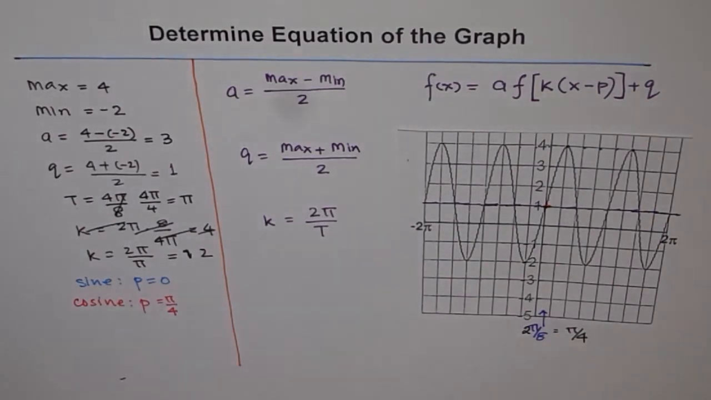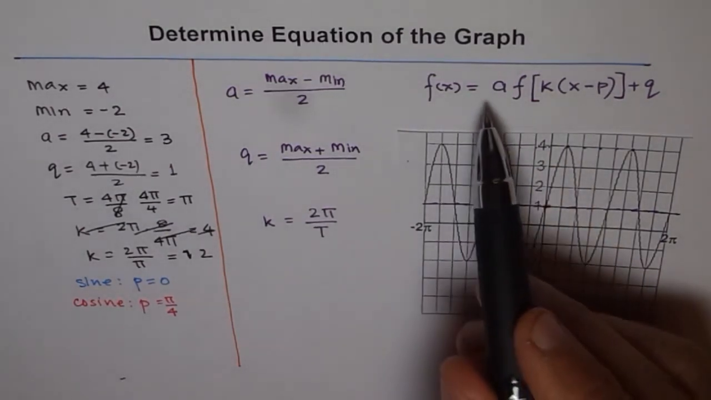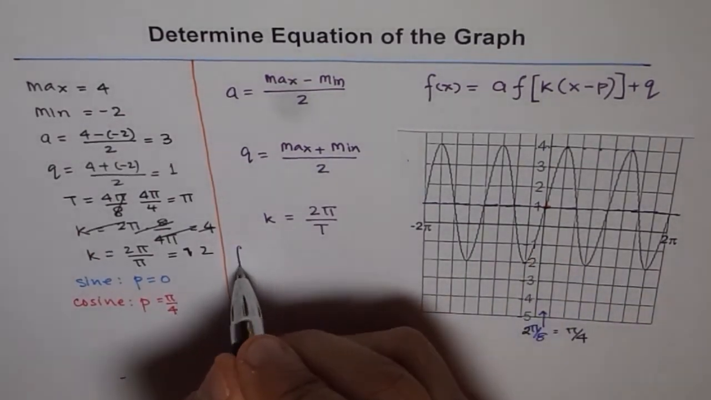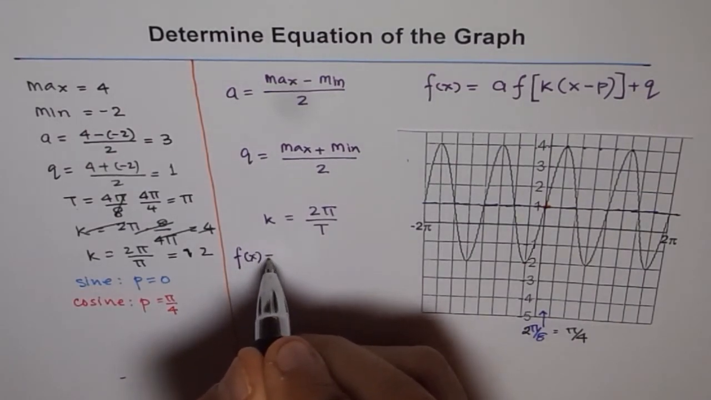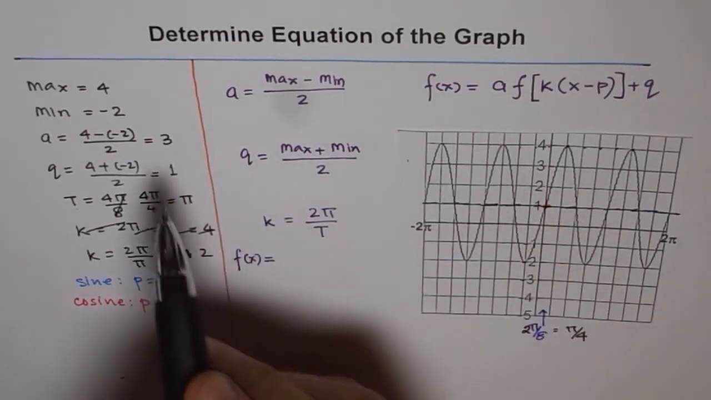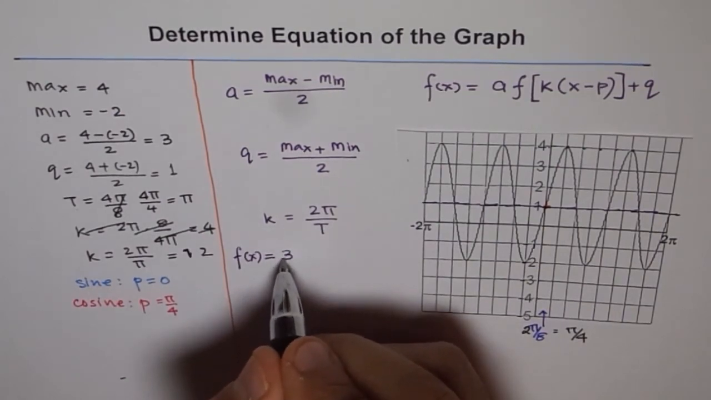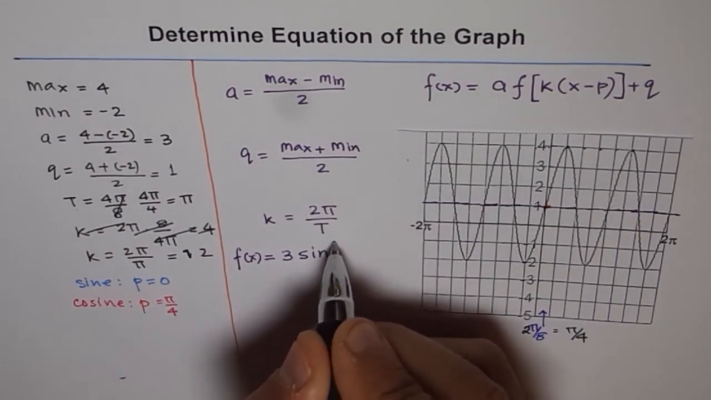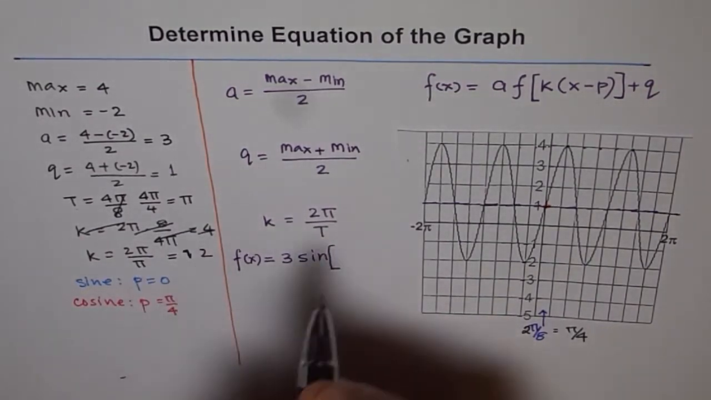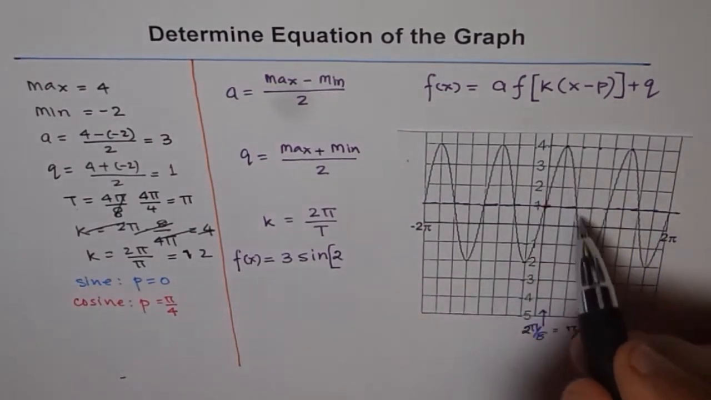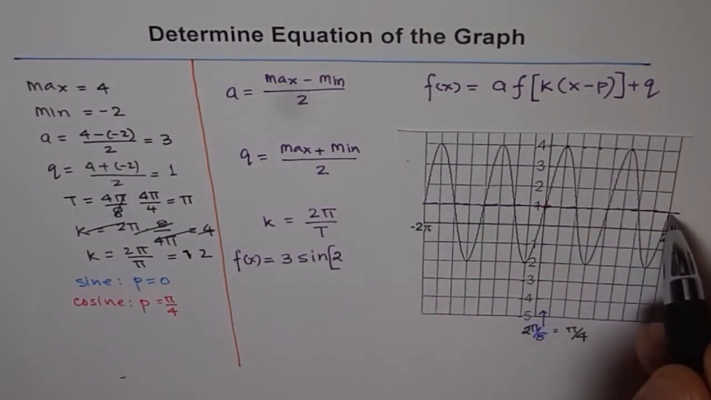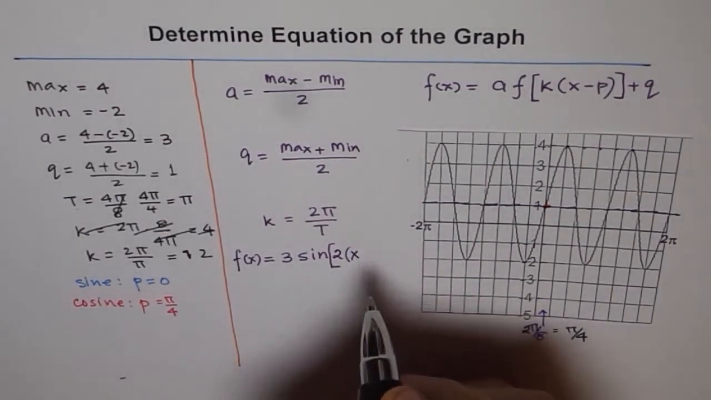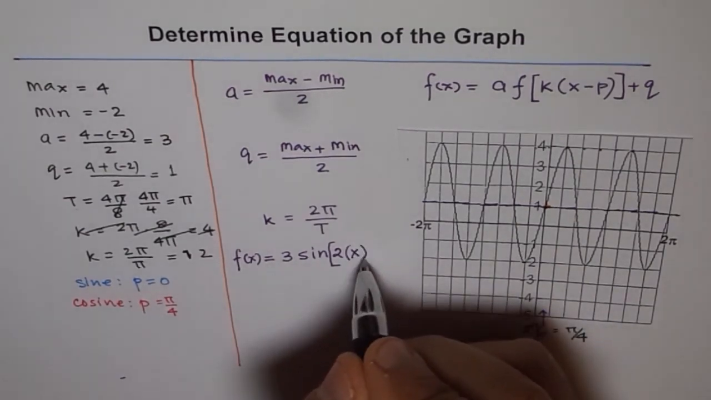Now, my equations are, first, let me write for the sine wave. For sine wave, this function f of x is equal to, a is 3, right? So I'll write 3 for a. And the function I'm writing is sine. K value for me is 2. There are two waves in 2 pi. Do you see? One wave, second wave. Two waves. 2. X and P is 0 for me, so I'm just writing 2x.